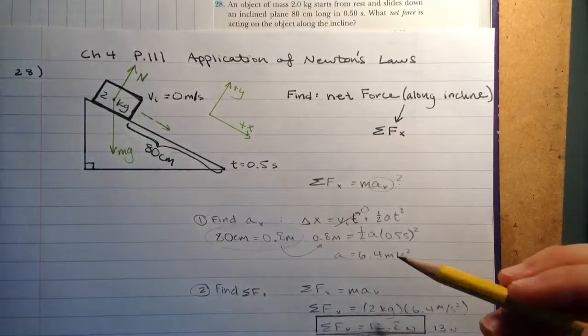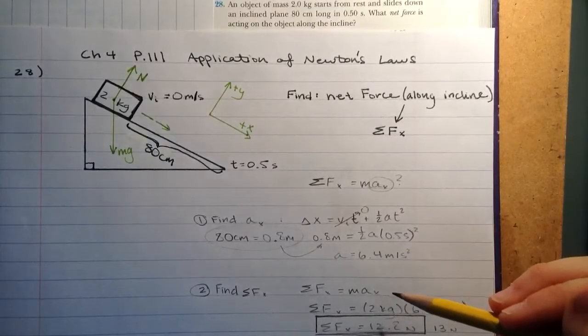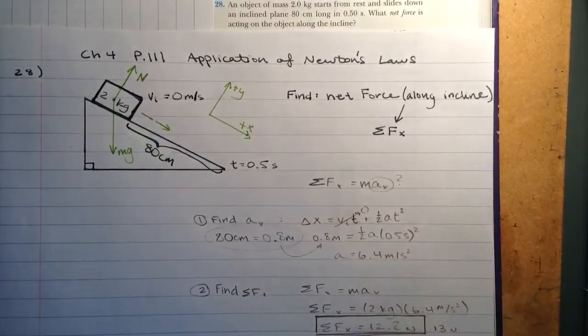Now we can plug a into Newton's law to find the sum of the forces. Now we have the sum of the forces equals the mass, which is 2 kilograms, times the acceleration, 6.4 meters per second squared. We plug that into our calculator and we'll get the sum of the forces equals 12.8 newtons, where the book says 13 newtons.